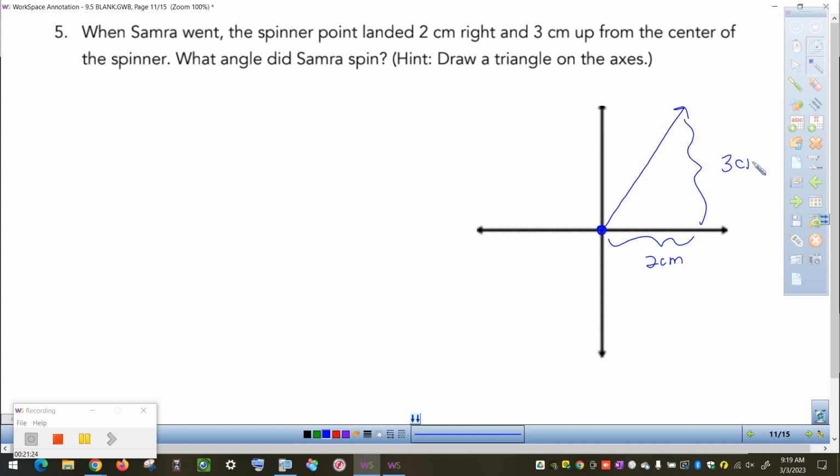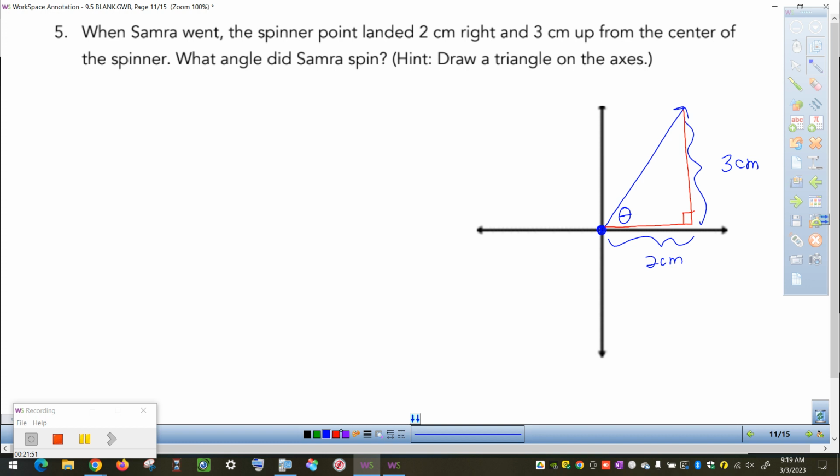here is a picture that kind of is reminding us of the shape of a right triangle that we can help use to represent the position of where her spinner landed. And we want to know what angle did she spin. So I'm going to put angle theta symbol in that angle there. And we can actually solve this based on what we did yesterday. We have 2 of the side lengths of our right triangle labeled. And so we just need to do an inverse trig function to solve for the missing angle.